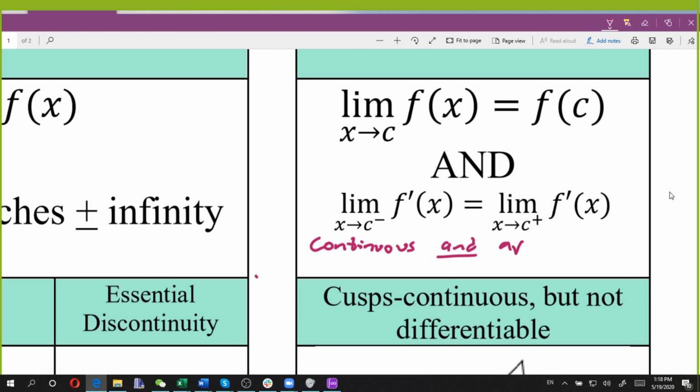And approach the same slope from both sides.